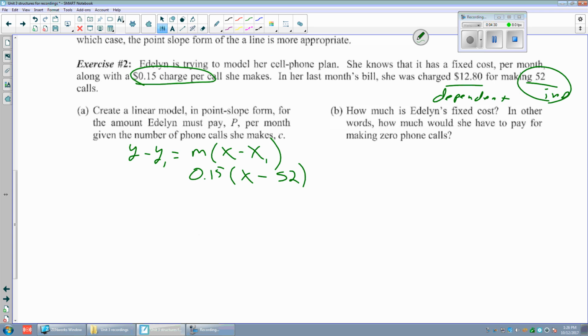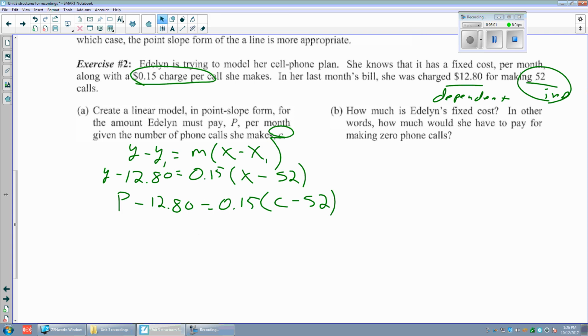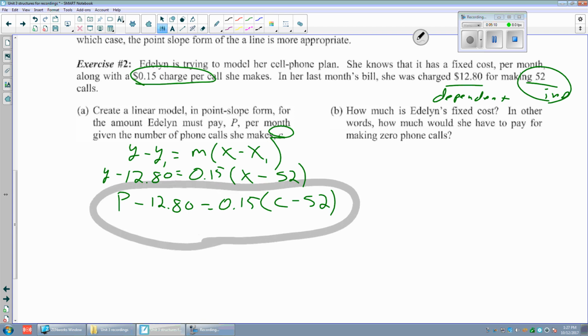it's right there. Even though a lot of you might think that, gee, the number of calls I make depends on how much money I have. That's a smart budgeter. But that's not from the perspective of the telephone company. And now it says use C. Edlin must pay P minus 12.80 equals 0.15 times C minus 52. That was kind of dangerous starting off with x's and then rewriting the equation in terms of P and C. But we made it.